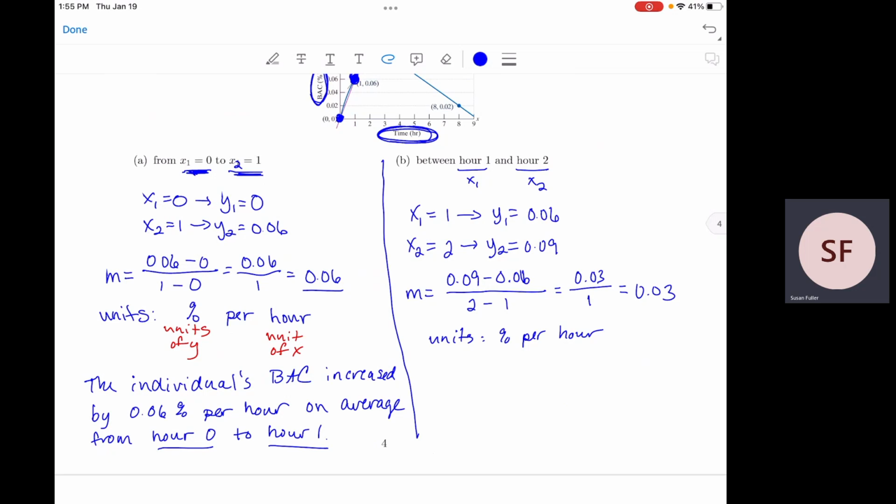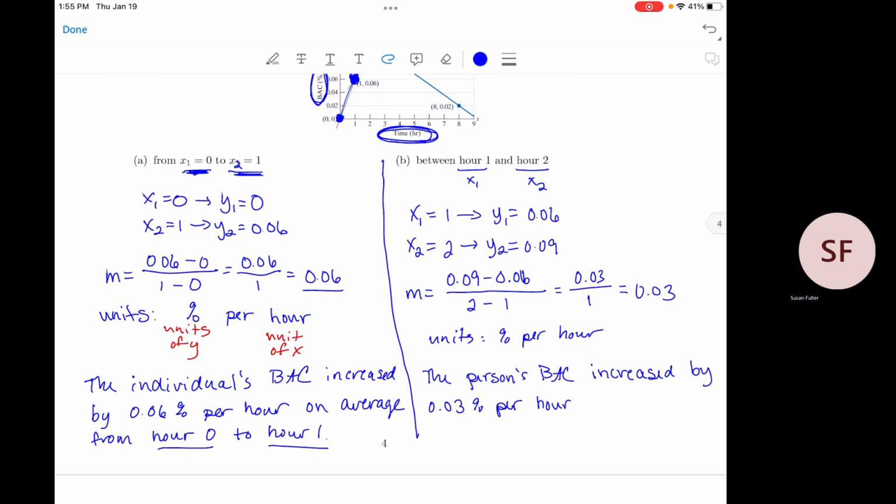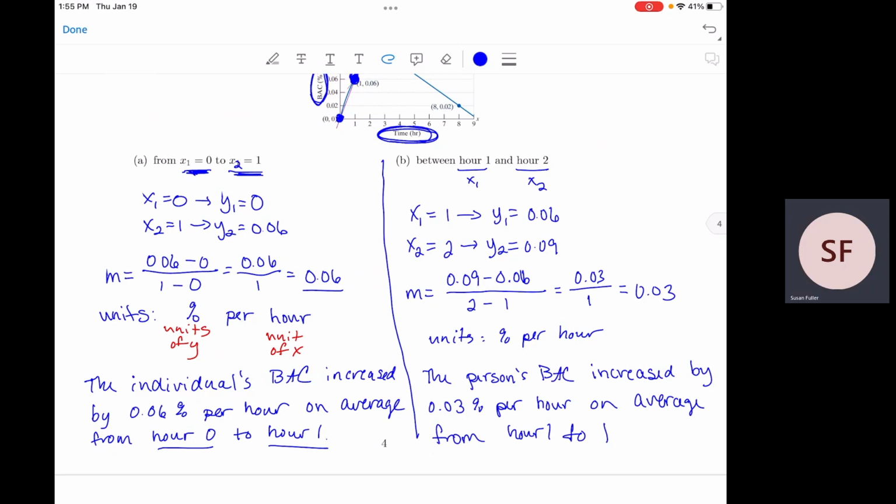So y, which is the person's blood alcohol content, was changing, and since it's positive, we are increasing by 0.03% per hour on average from hour 1 to hour 2.